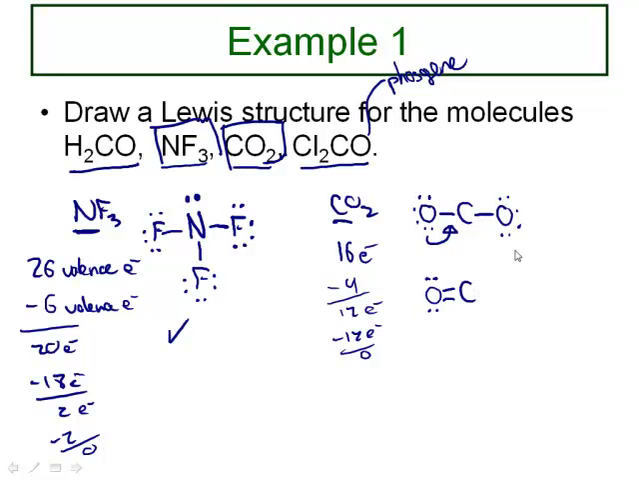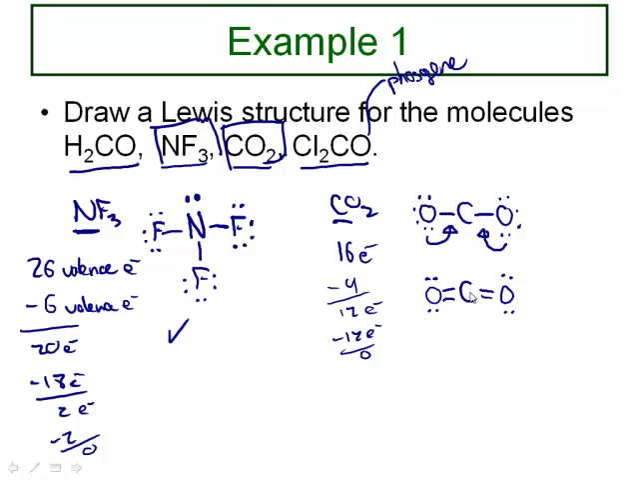I'm going to try the same thing over here now, because I want to fulfill the octet. I'll move this pair of electrons on here. We'll make a double bond. So there we go. This has now got a double bond between the carbon and the oxygen, and it's got 2 lone pairs of electrons on the oxygen right there. This is a good Lewis structure.